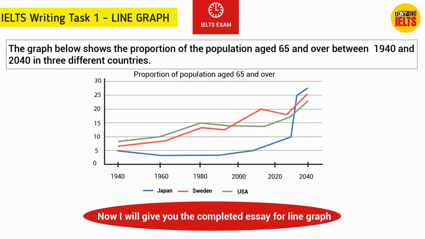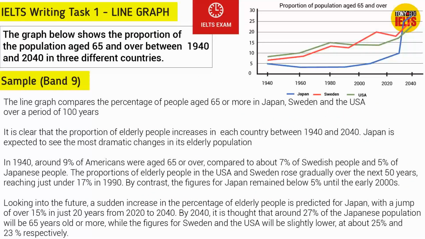Now I will give you the completed essay for the line graph. The line graph compares the percentage of people aged 65 or more in Japan, Sweden, and the USA over a period of 100 years. It is clear that the proportion of elderly people increases in each country between 1940 and 2040. Japan is expected to see the most dramatic changes in its elderly population.